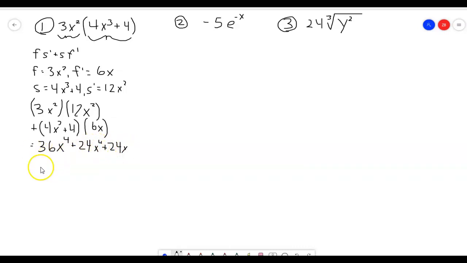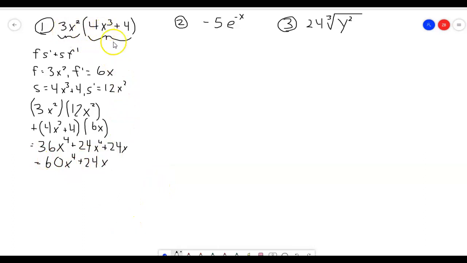And so we can combine those two like terms. I should get 36, 46, 56, 60, so 60x to the fourth plus 24x. And I would leave it just like that.